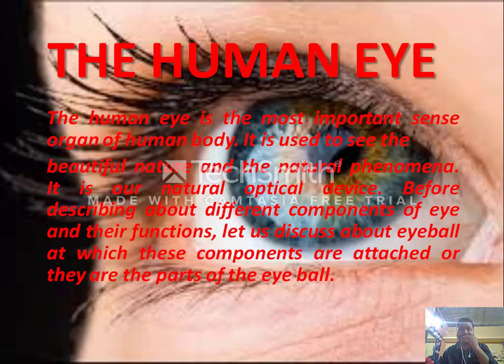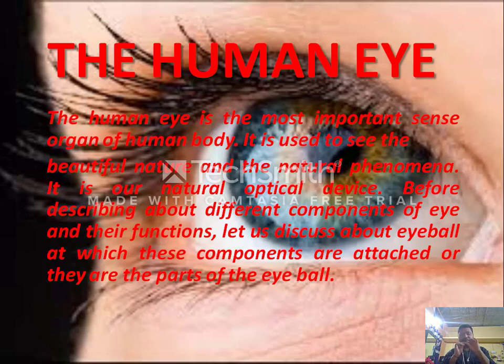So let's begin with the human eye. The human eye is the most important sense organ of the human body. It is used to see the beautiful nature and the natural phenomena. We have five sense organs, and of them, this is one of the most important. You also know that there are two important entities with which we can see the world. One is of course light, and the other is your eyes. Without these eyes, you cannot see the figure, even in the presence of light. We have already studied light in the 10th chapter. So in this chapter, we'll study the human eye.